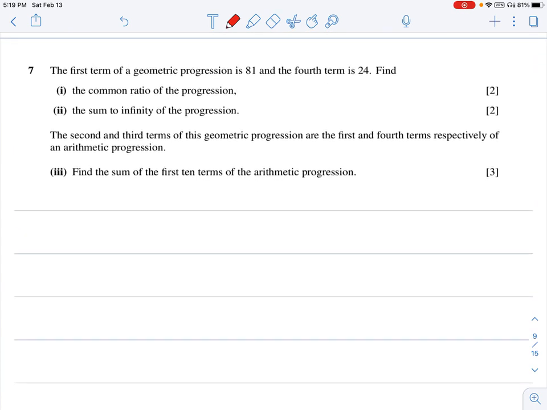Question number 7. What is question number 7 asking about?